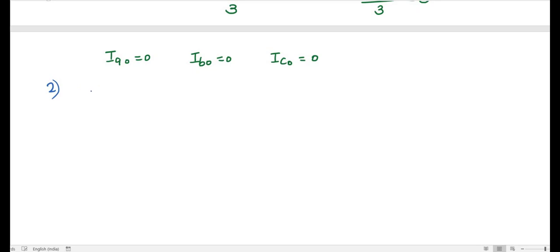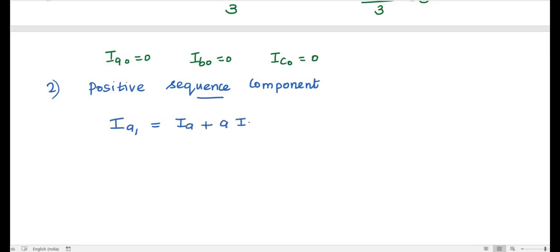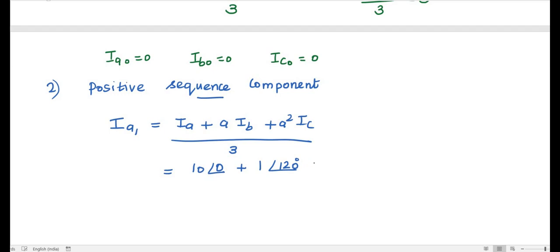Next I am going to find out the positive sequence component, that is IA1. What is the equation for IA1? IA1 is equal to IA plus A into IB plus A square IC divided by 3. What is IA? 10 angle 0 degree plus, what is A? A is 1 angle 120. A is the operator. The value is 1 angle 120 into IB is 10 angle 180, plus 0, divided by 3.